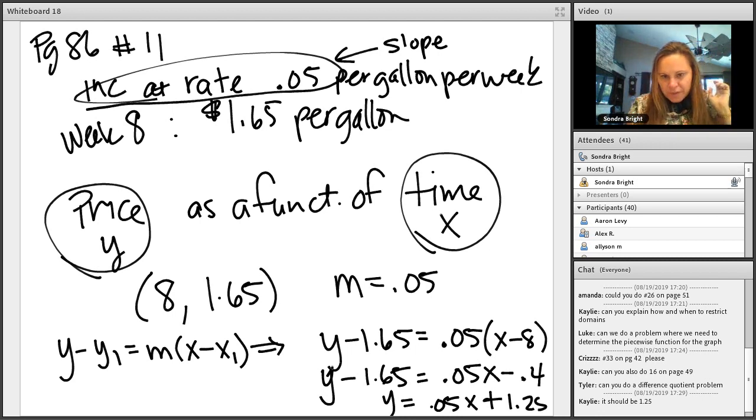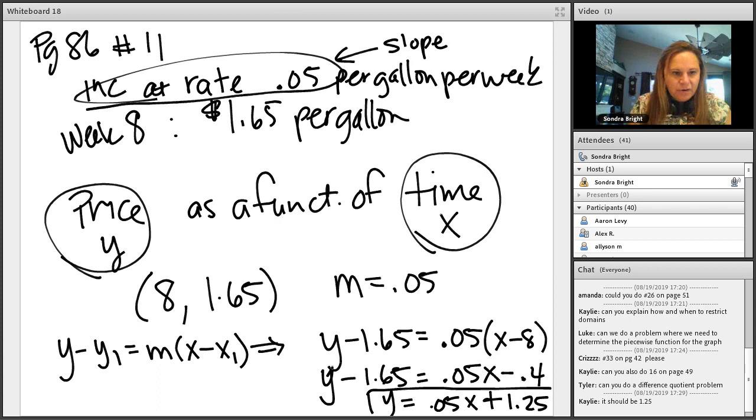Plus 1.25. This is how you're going to need to write it, I believe. Just make sure they put it into standard form. I think that, just double check. Oh, I'm wrong. We're going to fix it.